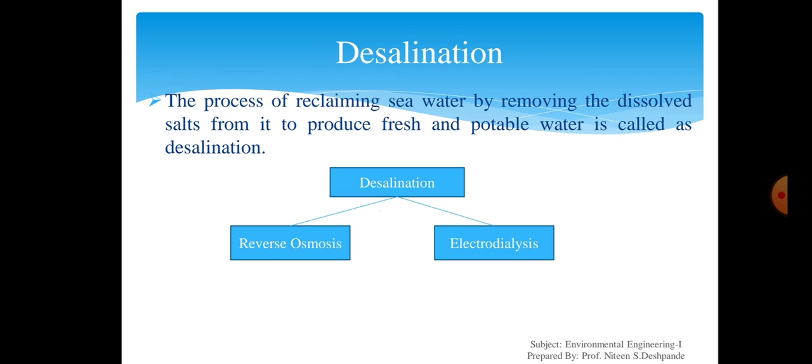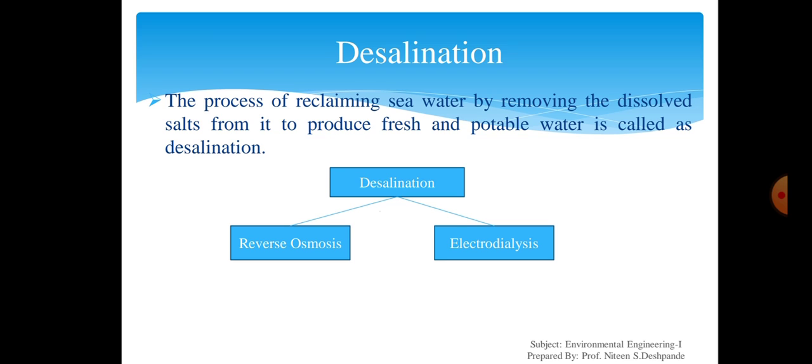Now we will see about the desalination process. Desalination is the process of reclaiming sea water by removing the dissolved salts from it to produce fresh water, of potable water quality. This process is known as the desalination process. The processes of desalination of sea water envisage either removal of good water from the solution or removal of salt from the solution, leaving the good water behind. So in both ways desalination can be done.